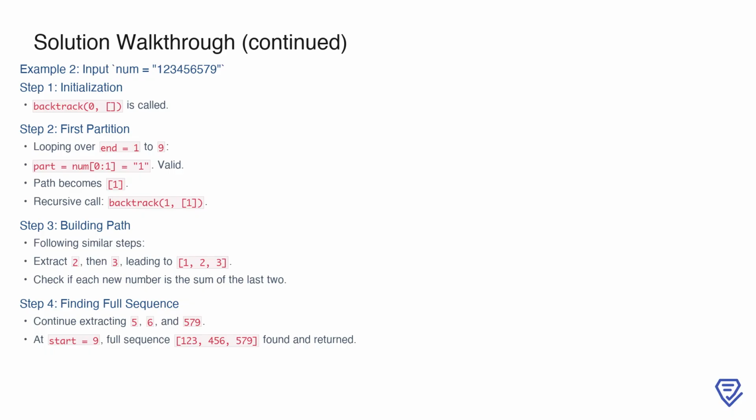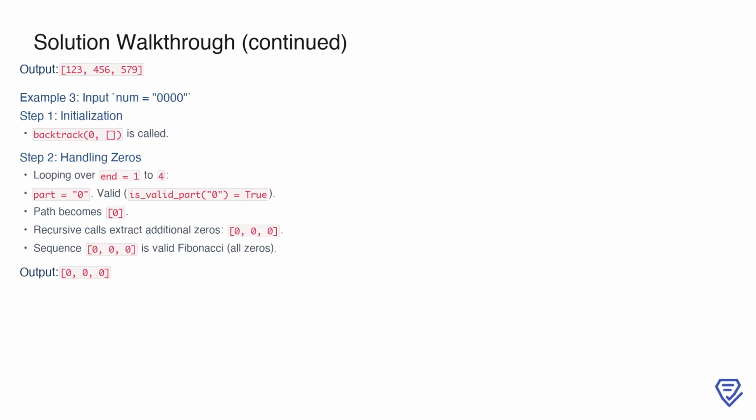At each step, we check if the current number is the sum of the last two numbers in the path. Continuing this process, we eventually extract and validate the numbers 5, 6, and finally, 579. At the end of the string, we have the complete sequence, 123, 456, 579, which satisfies the Fibonacci condition. This sequence is returned as the output.